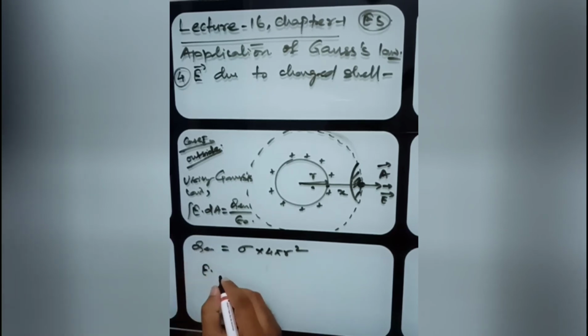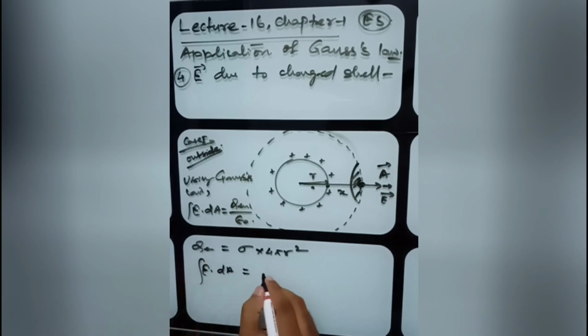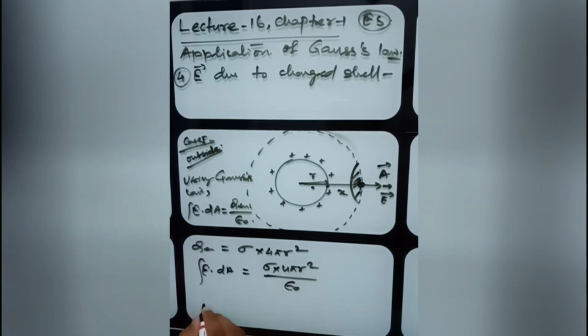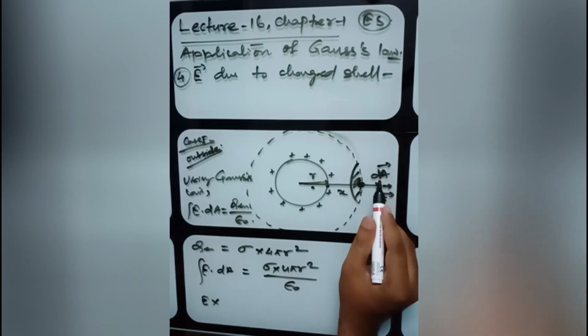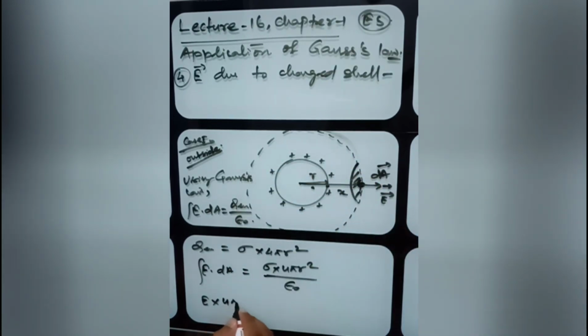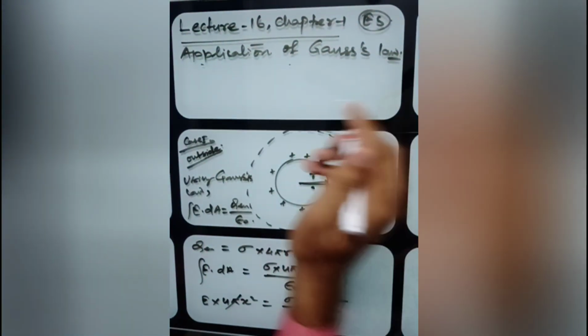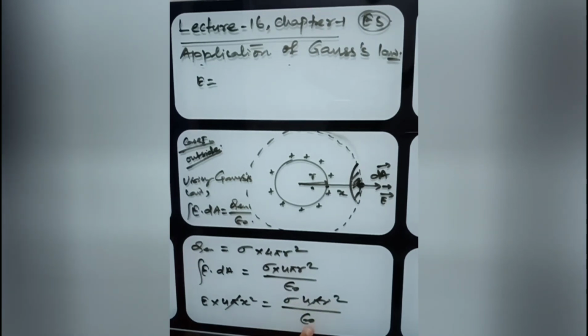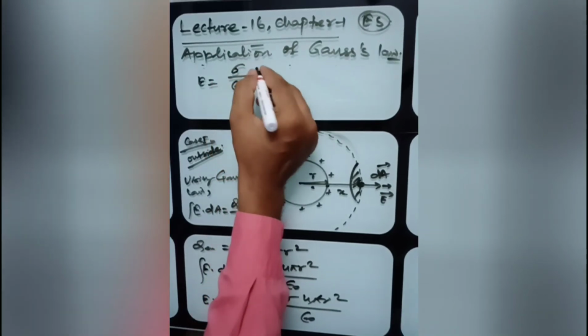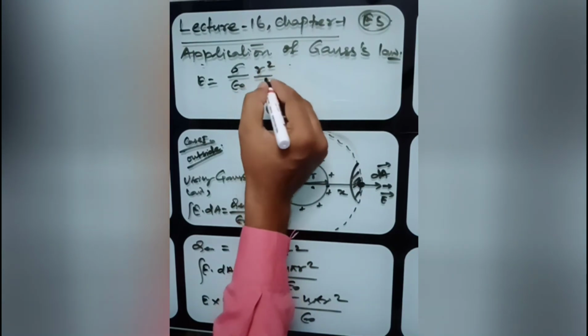So E dot dA is equal to Q enclosed, that is sigma times 4 pi r square over epsilon naught. Here E times dA, where dA is the elementary surface, and by integrating this dA you will get 4 pi x square. So E times 4 pi x square equals sigma 4 pi r square over epsilon naught. This 4 pi will be cancelled out, so you will have E as sigma r square by x square epsilon naught, that is sigma by epsilon naught times r square by x square.